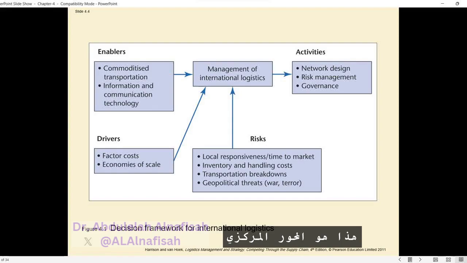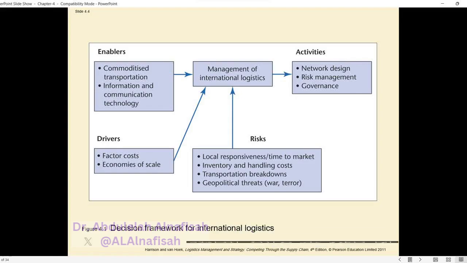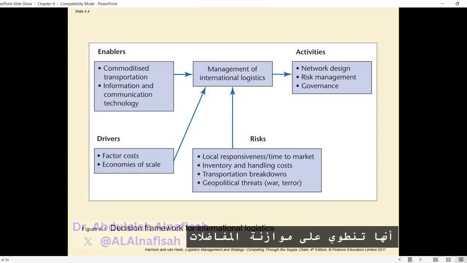Management of international logistics. This is the central focus of the flowchart, and it refers to the planning, implementation, and control of the movement and storage of goods and services across borders. It involves balancing the trade-offs between efficiency and responsiveness, as well as managing the complexity and uncertainty of the global environment.